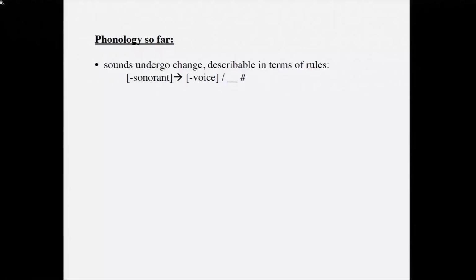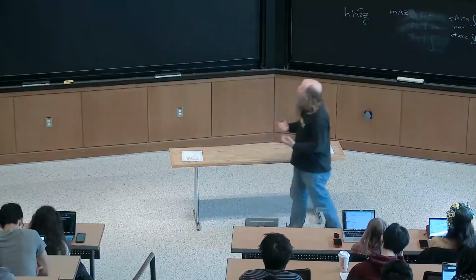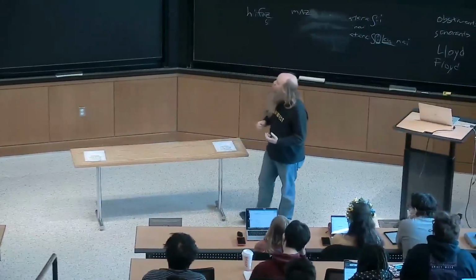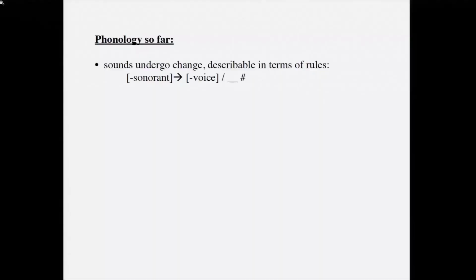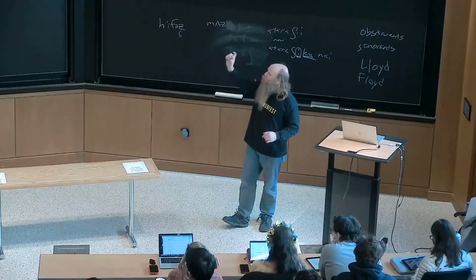Okay. Phonology so far. We've been doing phonology for a couple days now. It's useful to think of sounds as undergoing changes, sometimes driven by sounds coming in contact with each other. And we can describe these changes in terms of rules. Here's the formalism for rules that I've been showing you. We'll say, sound A changes into sound B. The slash introduces you to the environment. This is a description of what's happening in Polish and Turkish and German and Russian, lots of other languages.